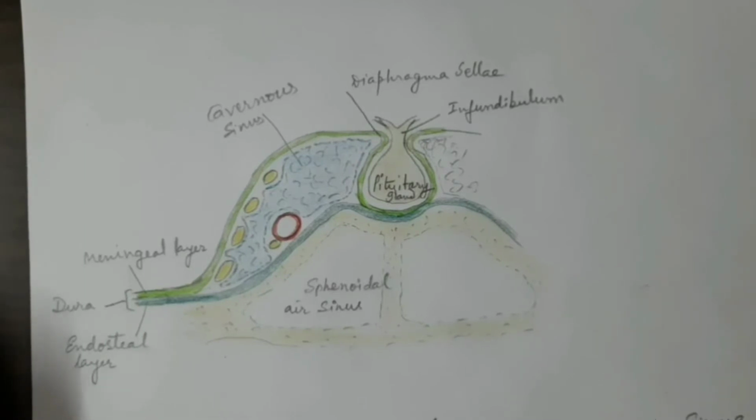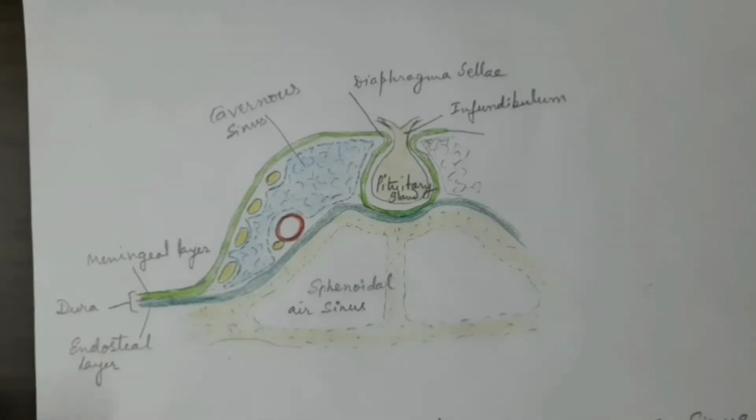Naturally, it will come through the veins, and these veins which pour their venous blood into this sinus are called tributaries of the cavernous sinus. Tributaries means those bringing venous blood to the cavernous sinus, the inflow channels. So they are called the tributaries.